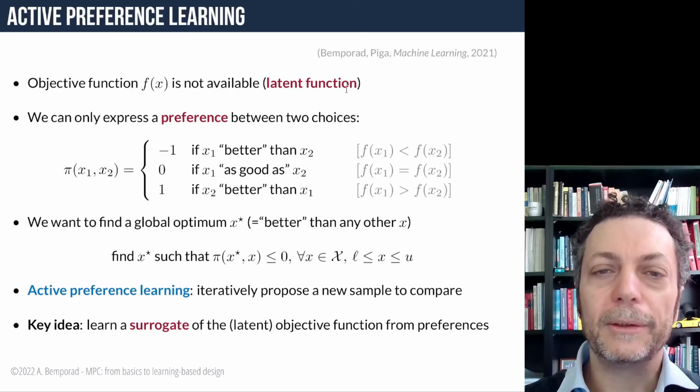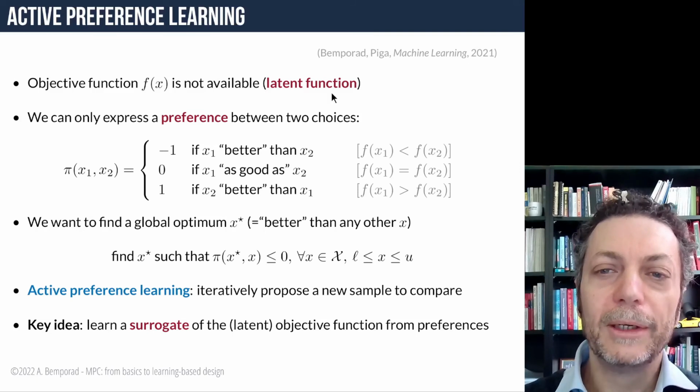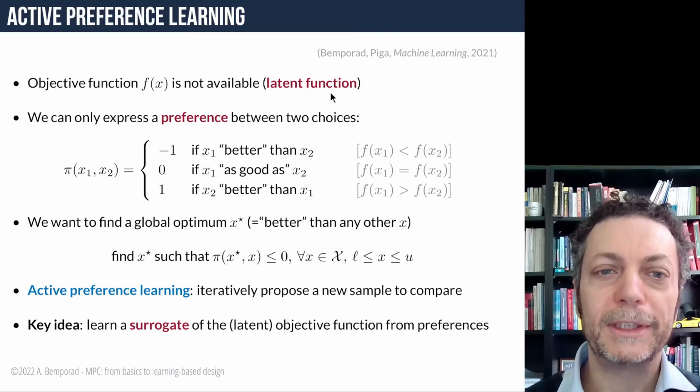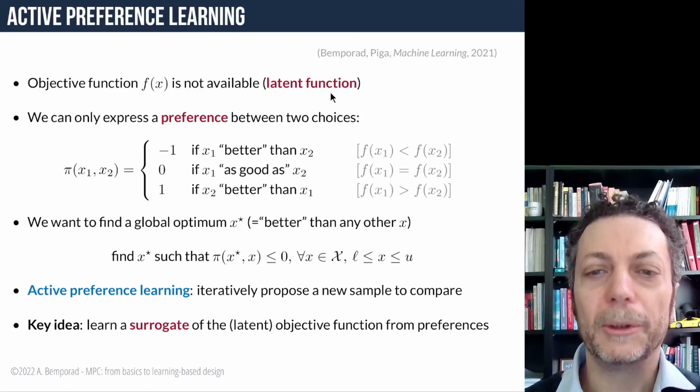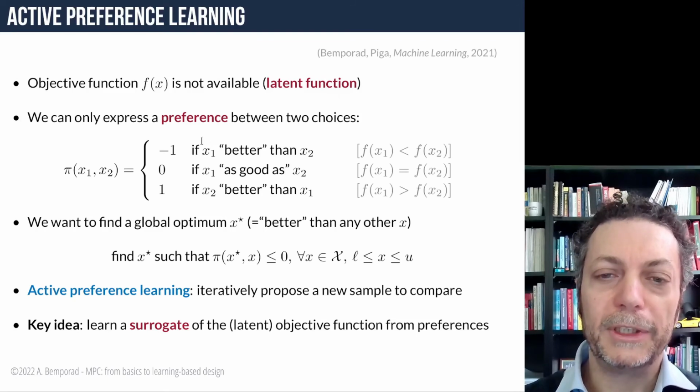So for this reason, we have developed an active preference learning algorithm to try and minimize a function without measuring the function, but only based on preferences that a certain human operator expresses. So the idea is the following. The function we are minimizing is hidden. We don't know the function. What we know is the preference between two values of the function.